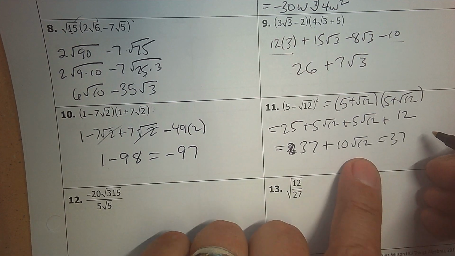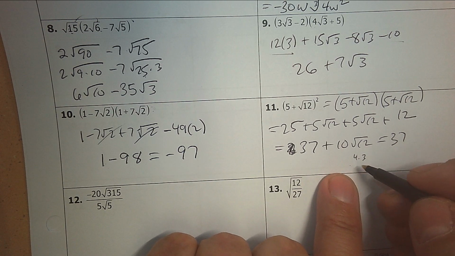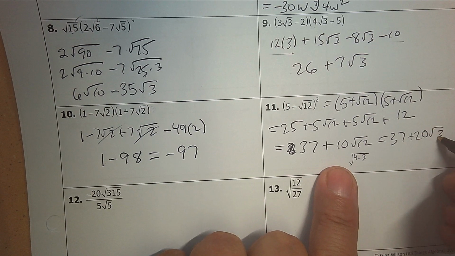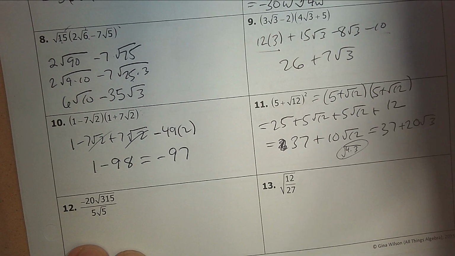Now, root 12 is 4 times 3. So the square root of 4 is 2 times the 10 is 20 root 3. All right, 2 more here. Oh, and then we'll get to turn the page.